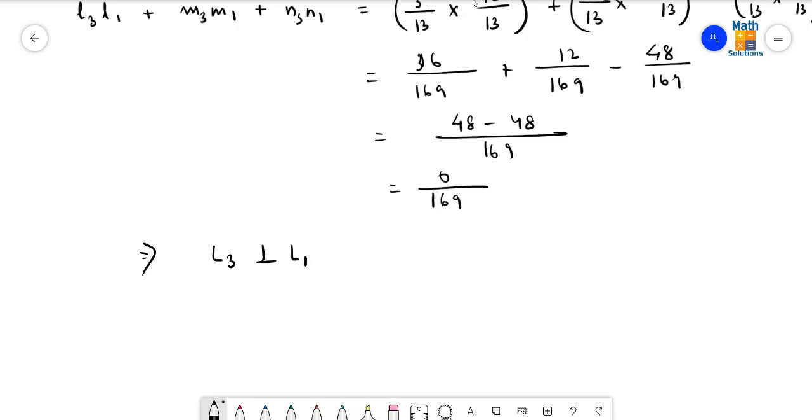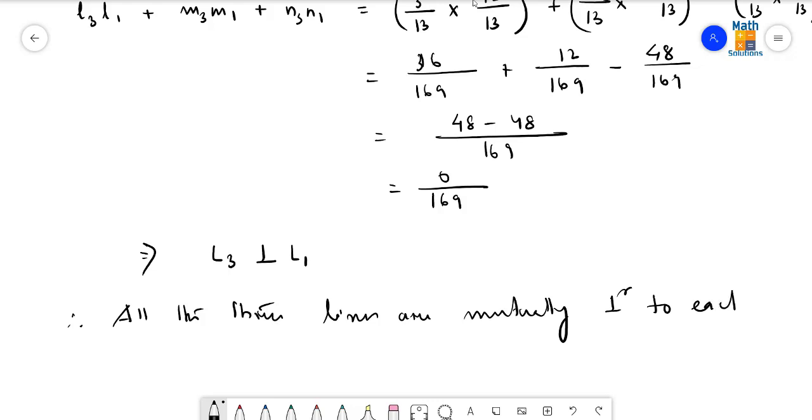So what conclusion can be drawn? Therefore all the three lines are mutually perpendicular to each other. So this is the solution of the first question here, and this is the way we can solve it.